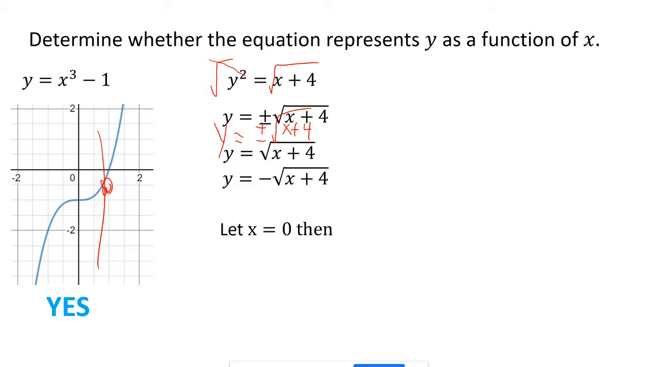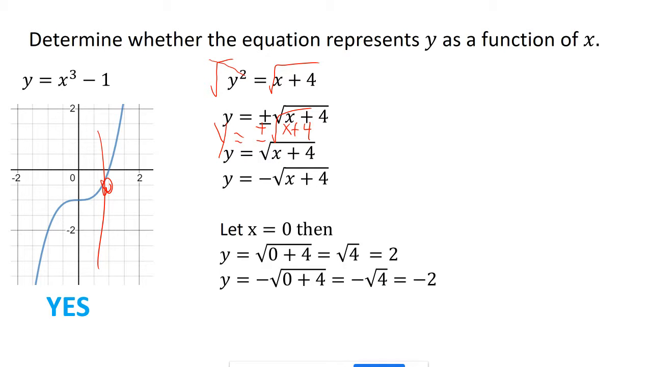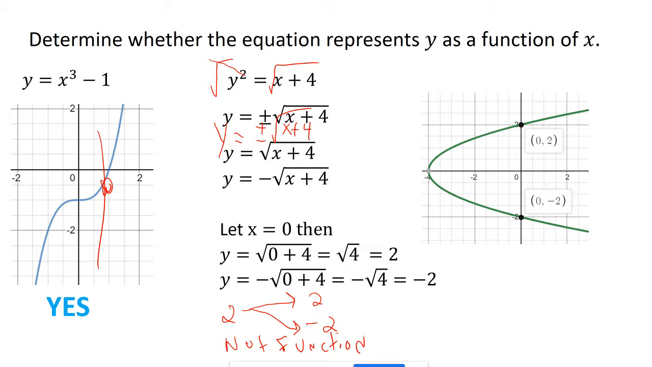Well, let's pretend that we have x equals 0. If we plug it in for the x's, then we would have y equals the square root of 0 plus 4, which is 2. But we would also have negative square root of 0 plus 4, which is equal to negative 2. So whenever you have x equals 0, you're getting two different answers, a positive 2 and a negative 2. And when that happens, this is not going to be a function because the x is not going to just one y. If you're curious what the graph looks like, this is what it looks like.